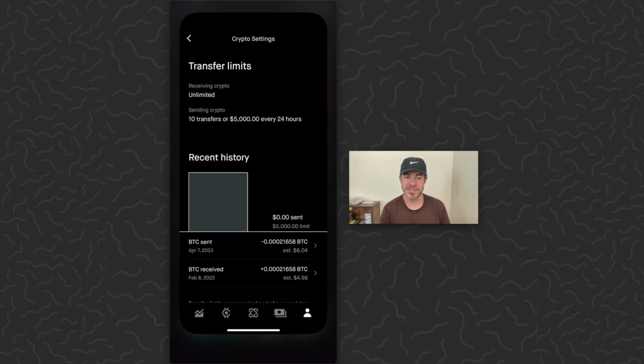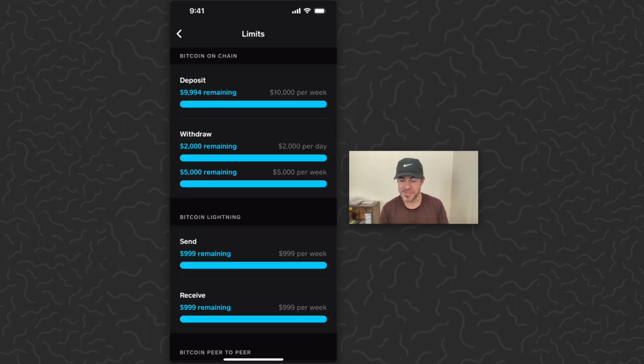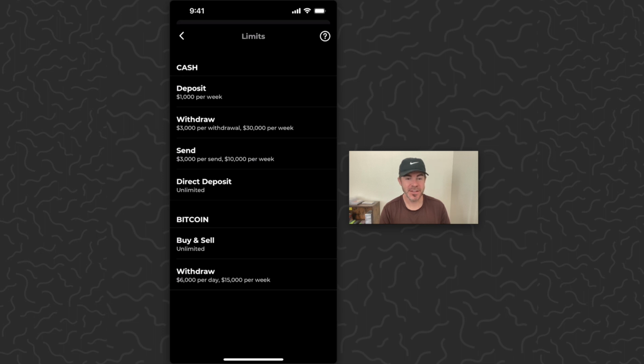So Robinhood has this $5,000 limit. Cash App has a $2,000 per day or $5,000 per week limit. That's really low. Strike has a $6,000 per day or $15,000 per week limit. So the point is, a lot of these apps have limits on the amount that you can withdraw. That kind of defeats the purpose of crypto. You don't want to be in that position.